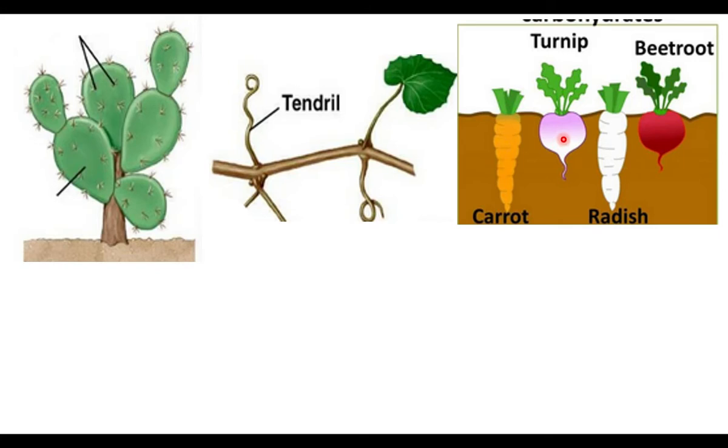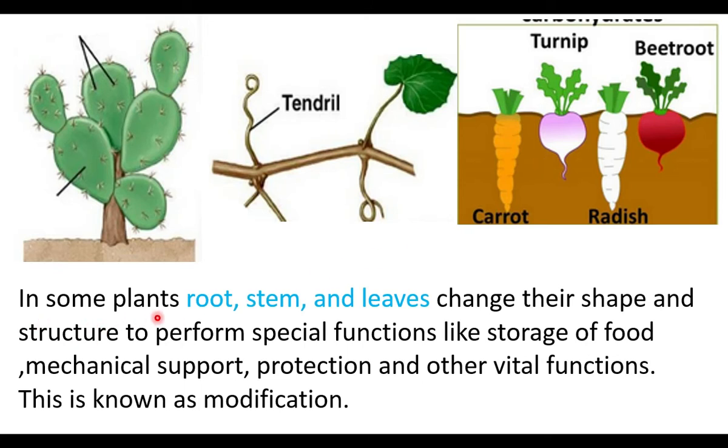Carrot is a root, beetroot is a root, turnip is a root, radish. These are roots. The roots store food material. Storage of food material is a special function. In order to store food materials, these roots undergo changes or modifications. In some plants, root, stem, and leaves change their shape and structure to perform special functions like storage of food, mechanical support, protection, and other vital functions. This is known as modifications.